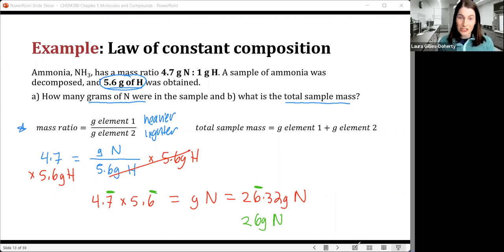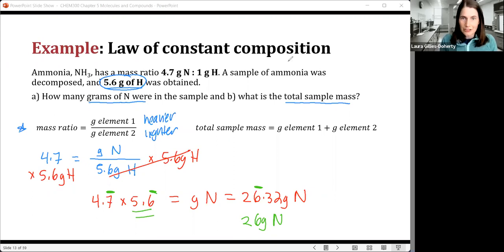So if we wanted to check to make sure this was correct, we take our grams of nitrogen, 26 grams, and divide it by our grams of hydrogen, 5.6, and we should get about 4.7 if we did this correctly. So I'm going to check, because I like to know I did it right. I got pretty close. I got 4.64. It's a little off because of the rounding that we did, but close enough to say we did the math correctly. We didn't flip our ratio or something like that.